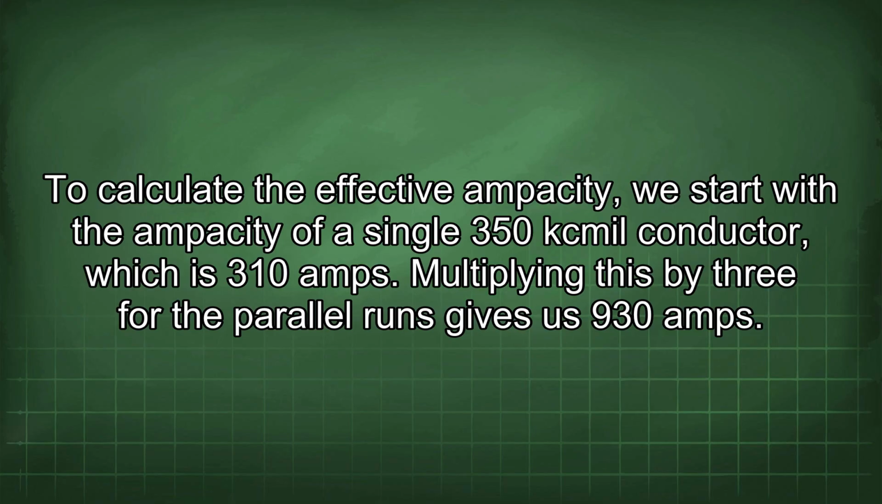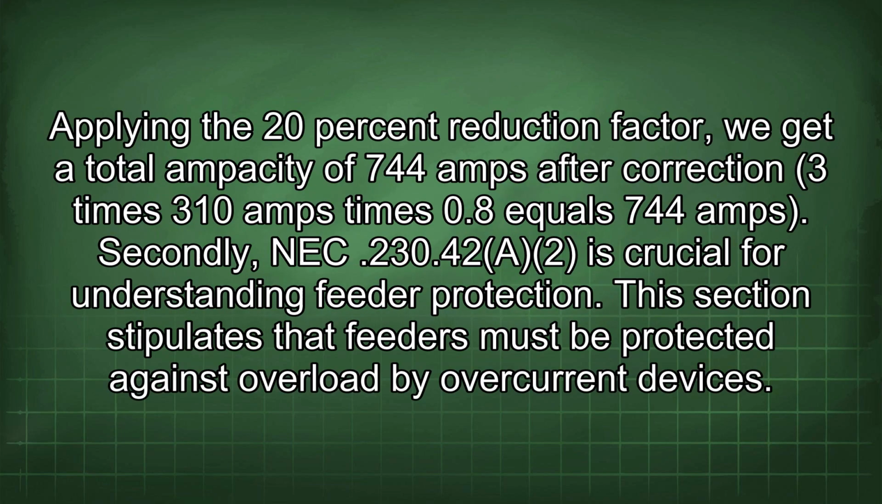To calculate the effective ampacity, we start with the ampacity of a single 350 kcmil conductor, which is 310 amps. Multiplying this by 3 for the parallel runs gives us 930 amps. Applying the 20% reduction factor, we get a total ampacity of 744 amps after correction. 3 times 310 amps times 0.8 equals 744 amps.